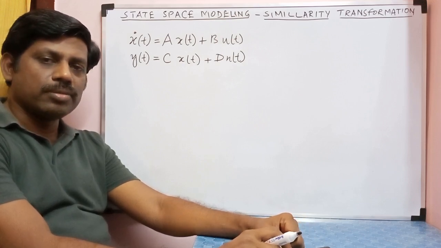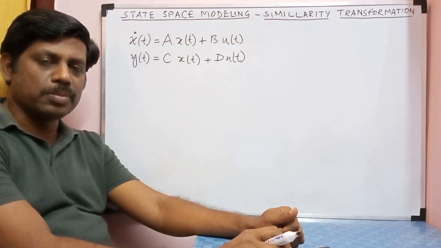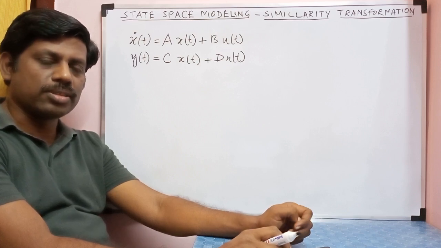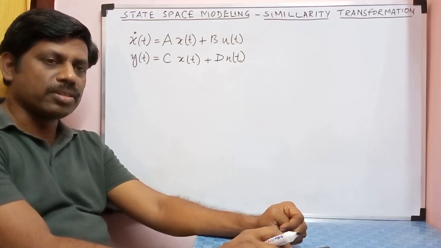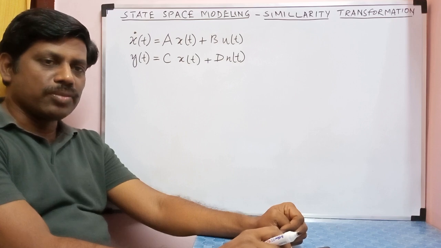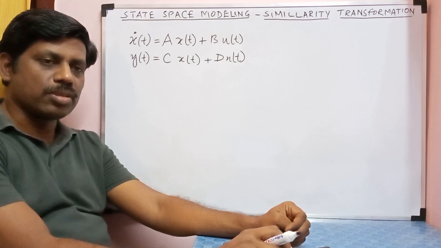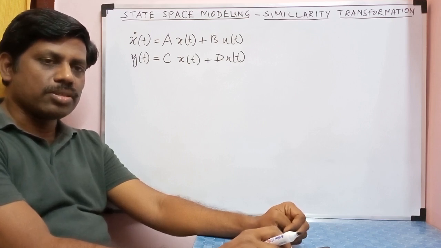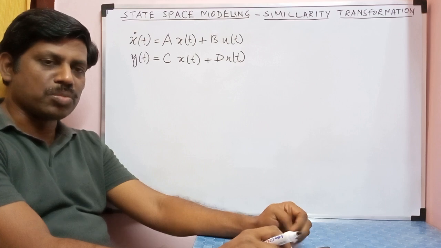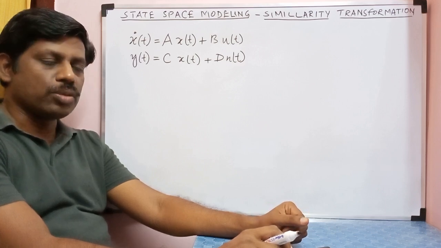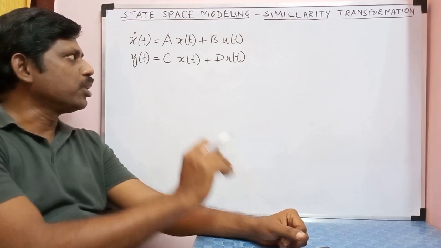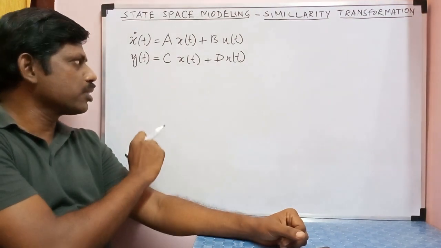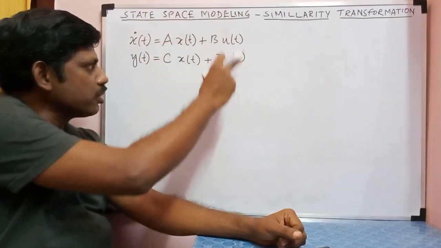So far we have learned something about state space modeling in 6 lectures. The first 4 lectures were focusing on the modeling of various physical systems as a state space model. So we took electrical and mechanical systems in that, and we understood that any physical system can be represented in this form.